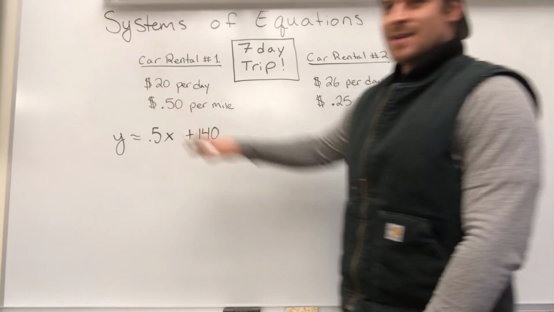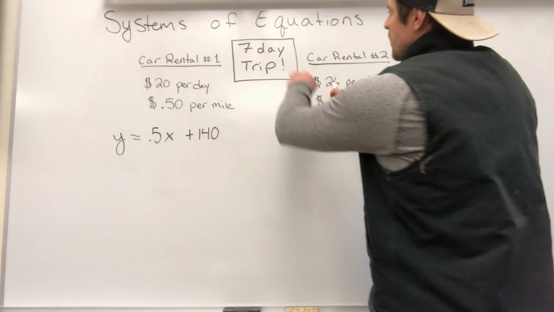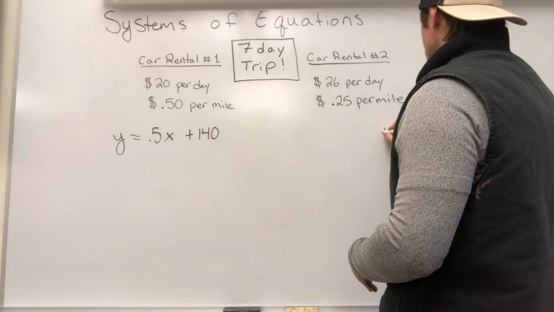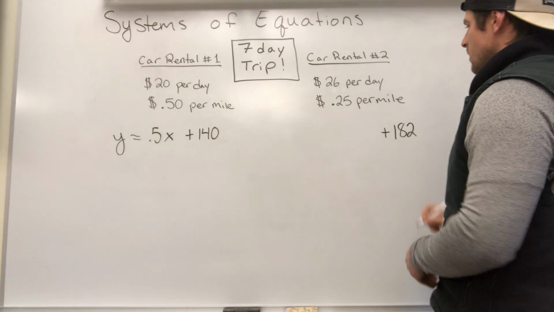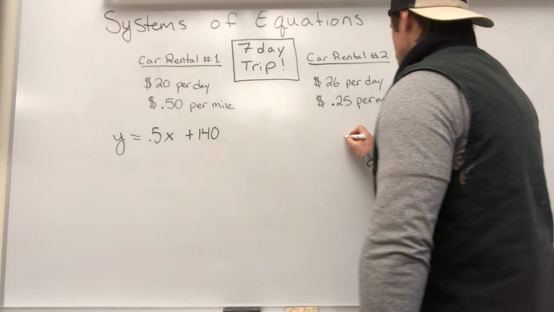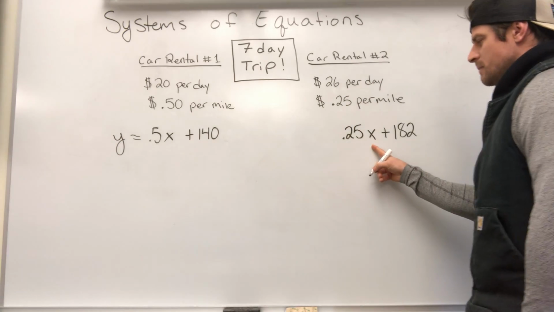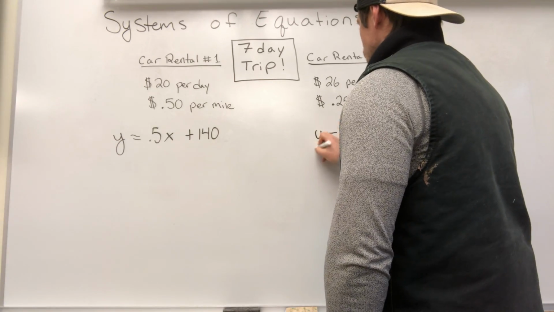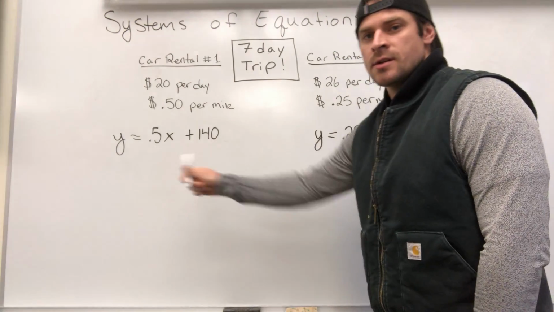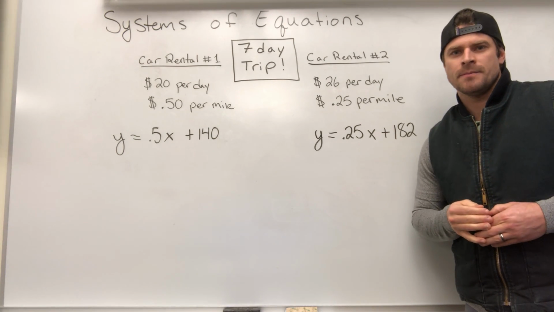Let's go to our second car rental. $26 per day? What? They're charging me more. Oh my goodness, that's crazy. $26 per day for 7 days, so that's gonna be a fixed cost of $182. But they only charge 25 cents per mile. So they're charging me 0.25 times X. Remember, X is representing miles and Y is gonna be my total cost. So now I have a system because I'm working with two equations helping me find my total cost based on the mileage that I put on.